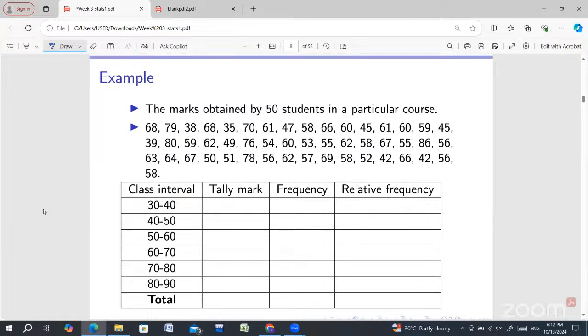So here you are given the marks obtained by 50 students in a particular course. These are the 50 marks of different students. Here you can see we have many distinct values. So what we do, we make classes. We make classes in such a way that the first class interval should contain the minimum value of the entire data set, and the maximum value should belong in the last interval.